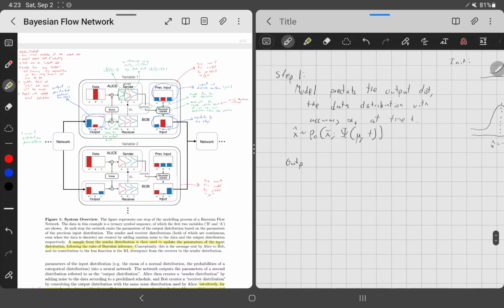Now the second part of the first step is that the output distribution is converted to the receiver distribution. We'll get into the receiver and sender part whenever we get into the training part. But this is the predicted sender distribution.